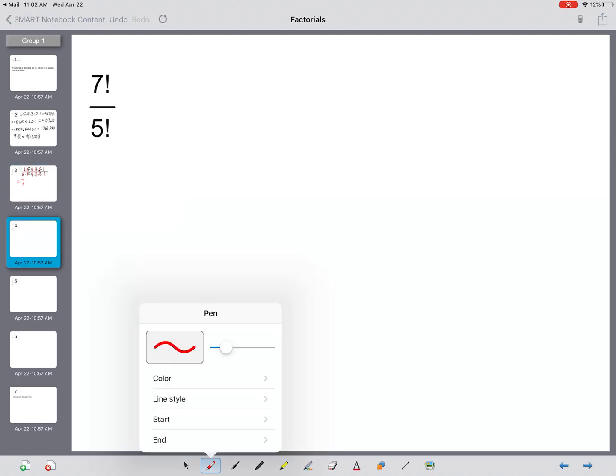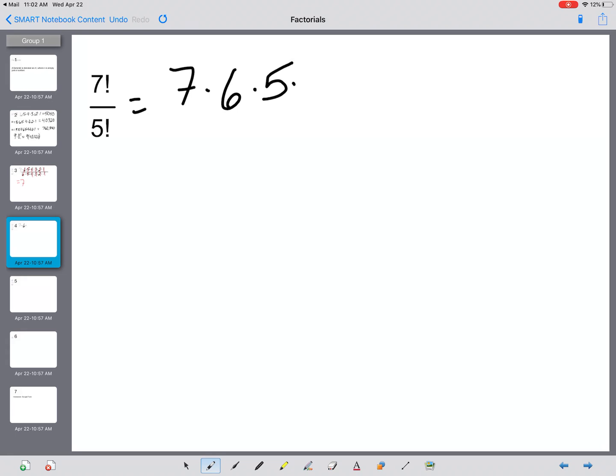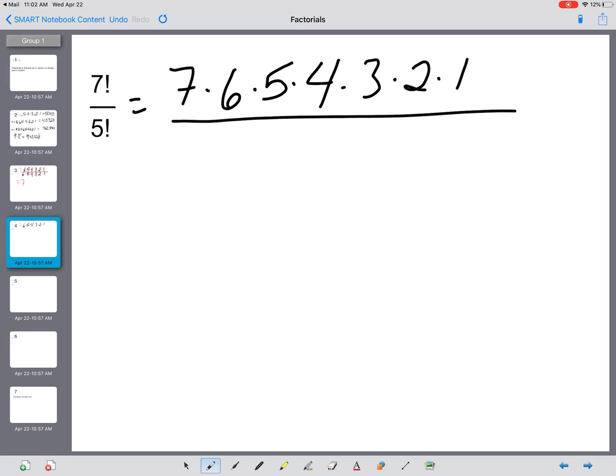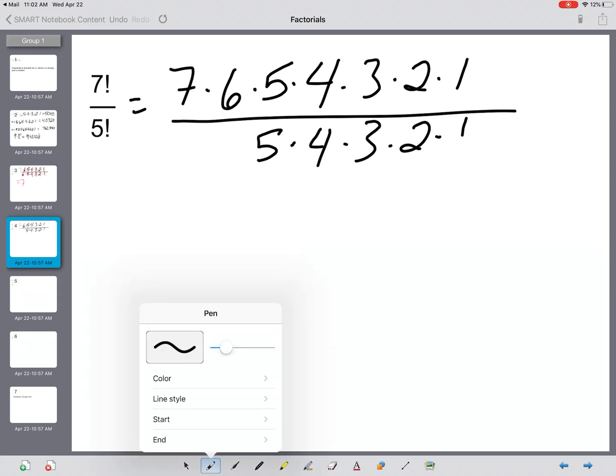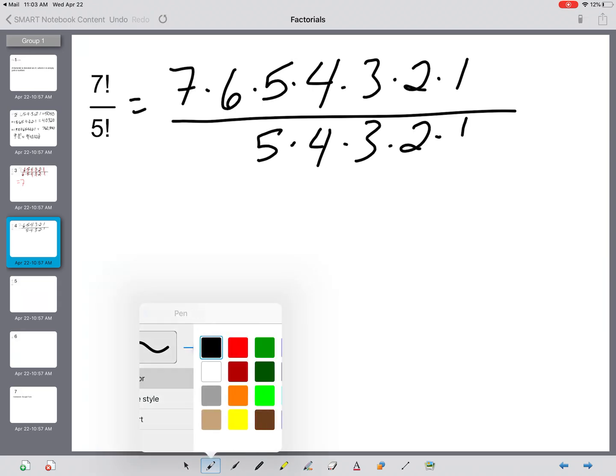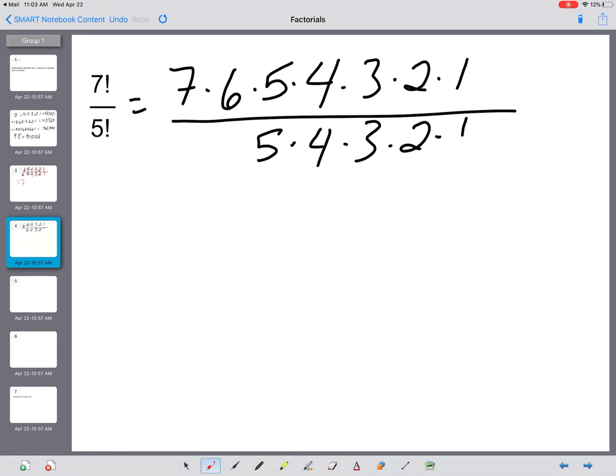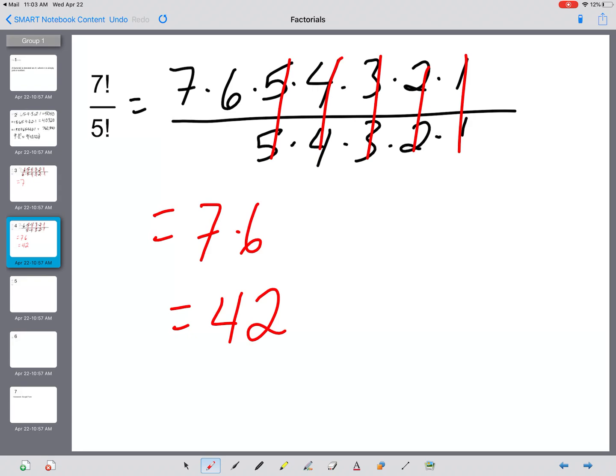Do the same thing here. I'm going to have 7 times 6 times 5 times 4 times 3 times 2 times 1 divided by 5 times 4 times 3 times 2 times 1. Just cancel off what I can. The 5s, the 4s, the 3s, the 2s, the 1s. I'm left with 7 times 6, which is 42.